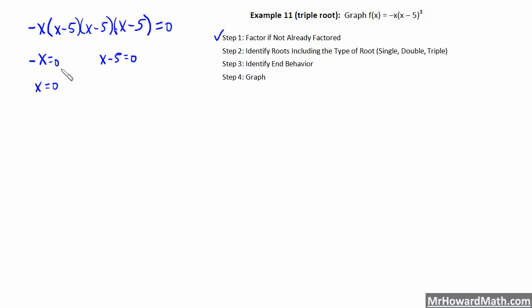So here x equals 0. You would divide by negative 1. 0 divided by negative 1 is still 0. So x equals 0 here. So that's a single.